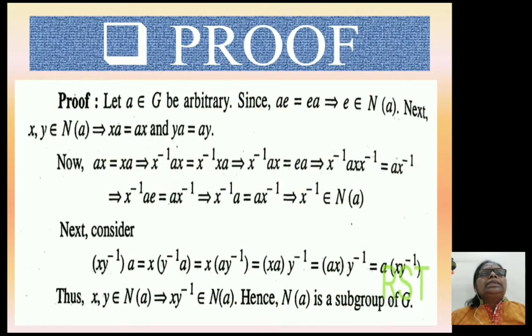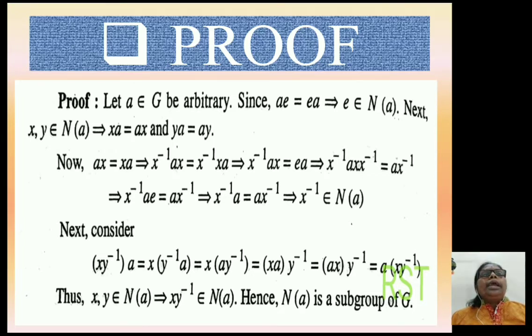Consider the proof of this theorem. Let a belongs to G be an arbitrary element. You know that ae equals ea, where e is the identity element. This implies e belongs to N(a), since it satisfies the property ae equals ea. Now consider x, y belongs to N(a), so this implies xa equals ax and ya equals ay by the definition of normalizer or centralizer of an element.